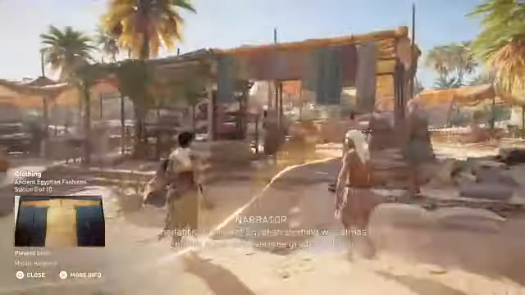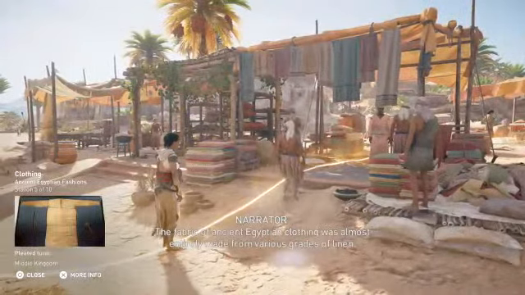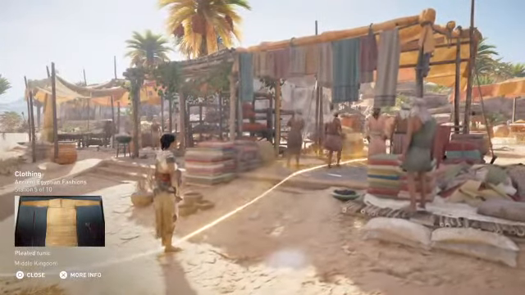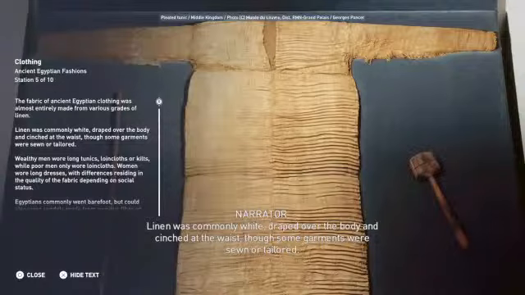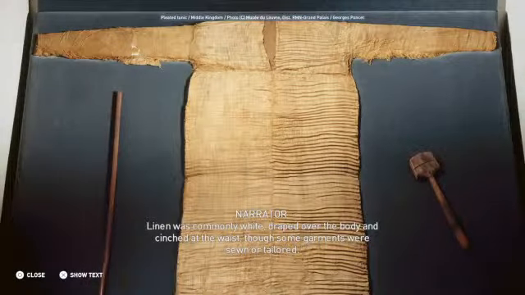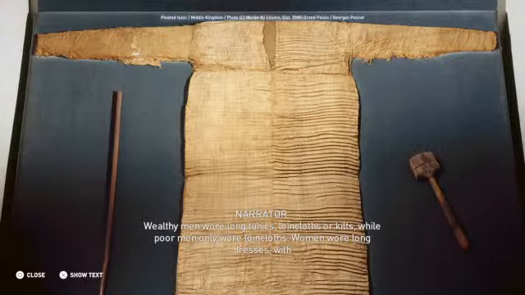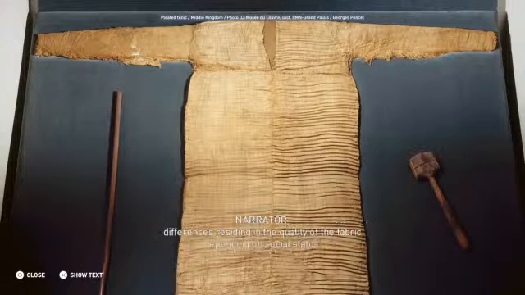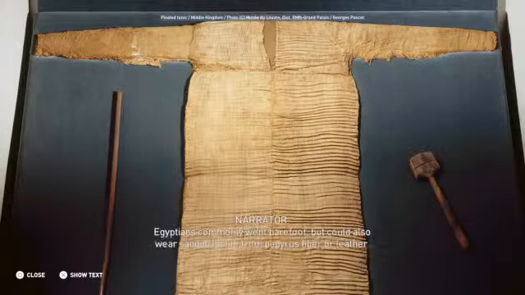The fabric of ancient Egyptian clothing was almost entirely made from various grades of linen. Linen was commonly white, draped over the body, and cinched at the waist, though some garments were sewn or tailored. Wealthy men wore long tunics, loincloths, or kilts, while poor men only wore loincloths. Women wore long dresses, with differences residing in the quality of the fabric, depending on social status. Egyptians commonly went barefoot, but could also wear sandals made from papyrus fiber or leather.